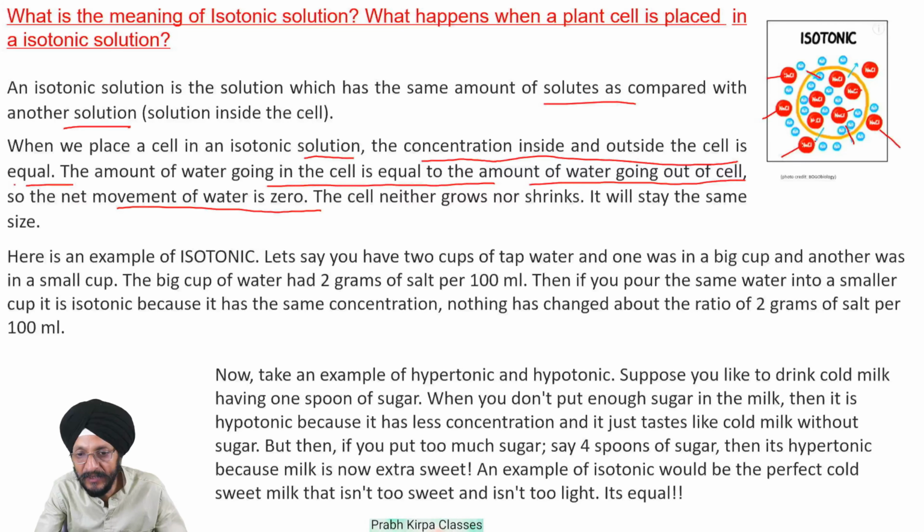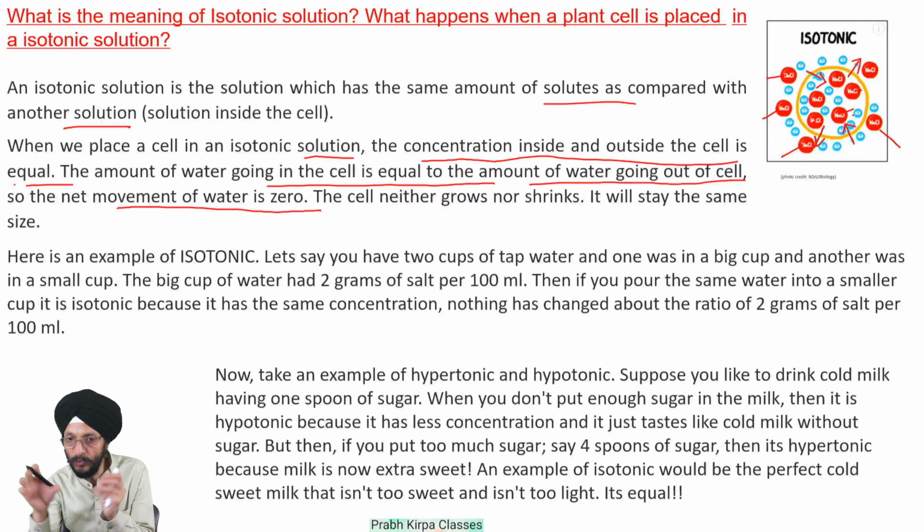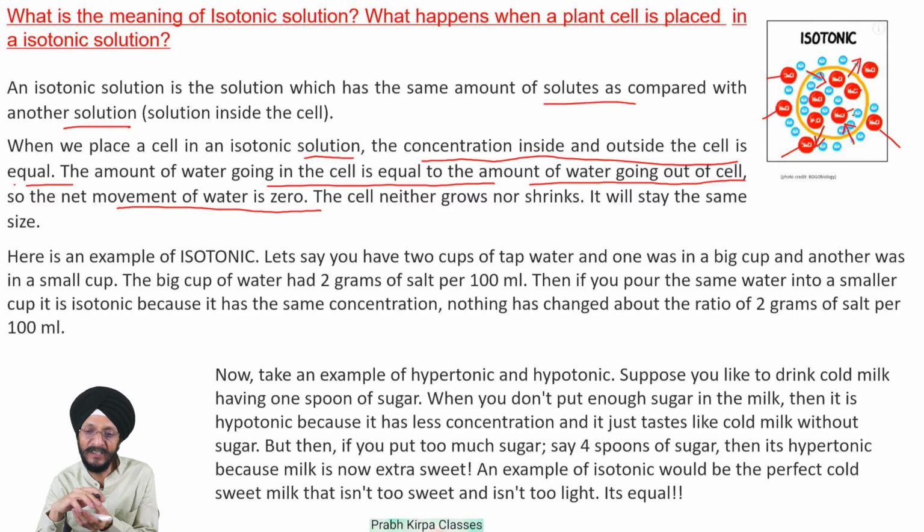This is going inside. You can see here, this is going outside. This is going outside. This is going inside. Two sides it is going in, two sides it is going out. Net result is that equal amount of water is going in, equal amount of water is going out. Net result of movement of water is 0.